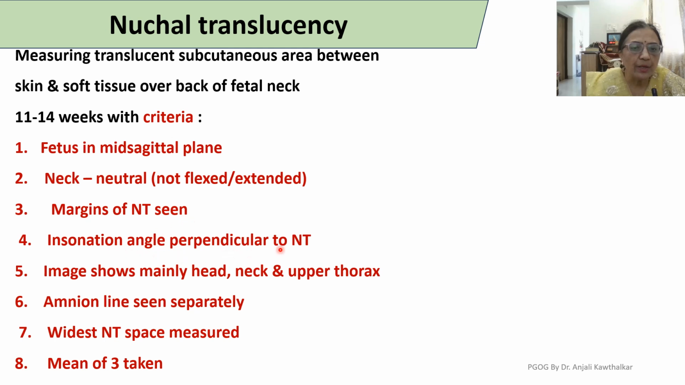Insonation angle should be perpendicular to the nuchal translucency. The image should mainly show the head, neck, and upper thorax. The amnion line should be seen separately. The widest NT space is measured. Mean of 3 is taken. That is how there are so many criteria, so that the accuracy increases if we follow all these criteria.